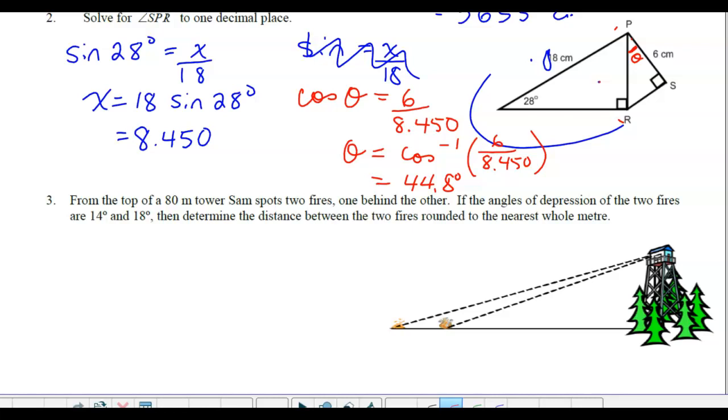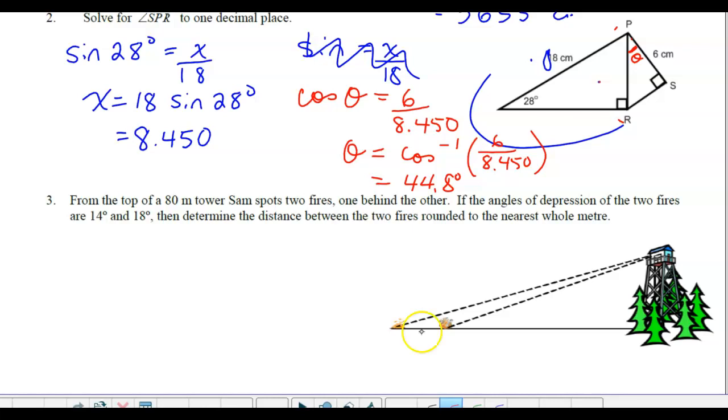Okay, so from the top of an 80-meter tower, we're giving you the diagram. This is a common type of question that you will see on assessments. Hint, hint. Okay, so from an 80-meter tower, Sam spots two fires, one behind the other. If the angles of depression of the two fires are 14 degrees and 18 degrees, determine the distance between them.